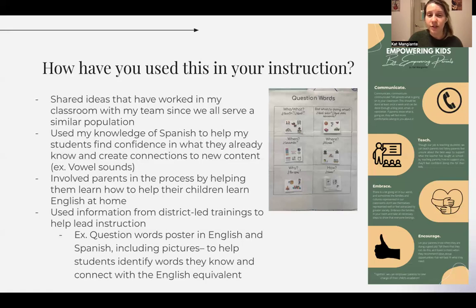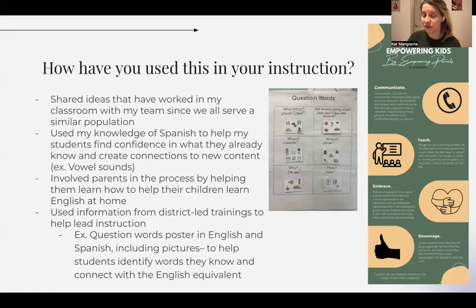I've also used my knowledge of Spanish to help my students find confidence in what they already know and to create connections to new content. For example, at the very beginning of the year, we were reviewing vowels, consonants, open and closed syllables, a lot of things from first grade.